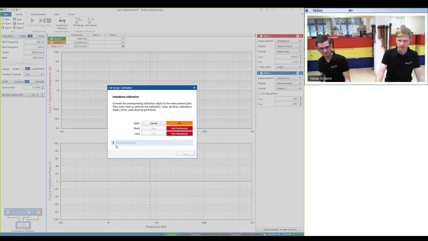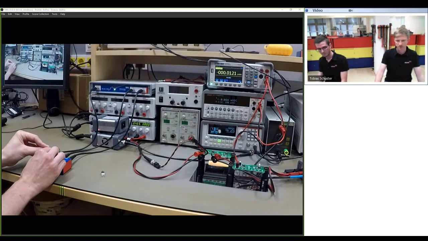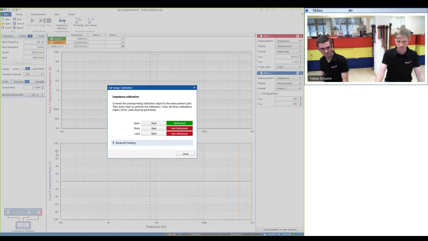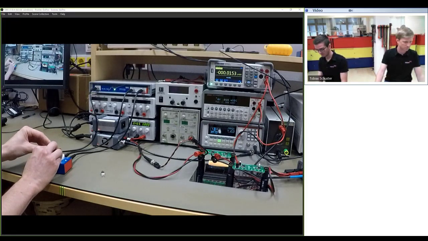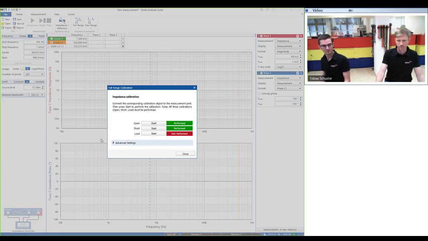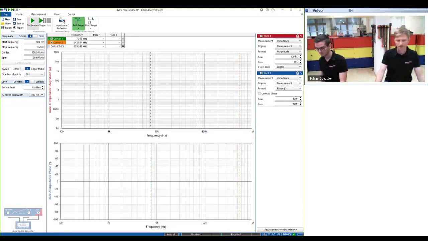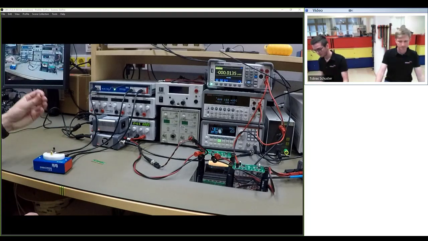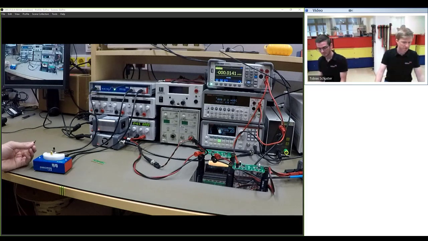Currently nothing is connected, so we click on open and the Bode measures the open state. Now the short calibration is connected and I click on short calibration, and then we connect the load side of the calibration board. So 100 ohm load on. And we are done. And now we can connect the device under test without the damping, please. So now the filter is connected, our device under test, and we can start the sweep.